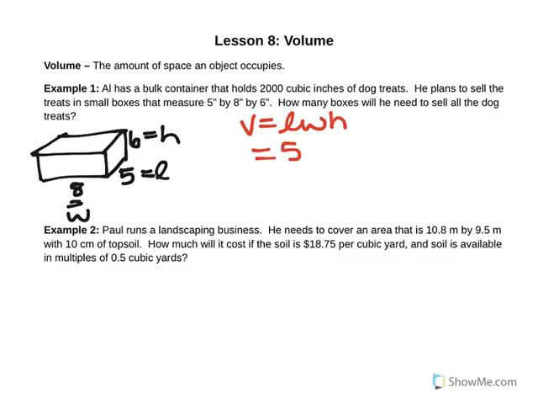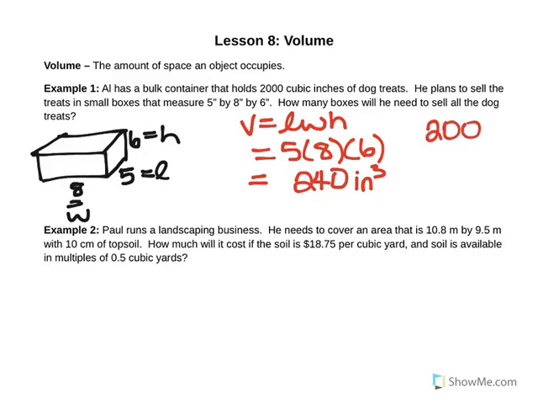So we have 5 times 8 times 6, which is 240 cubic inches of dog treats in one singular box. And he has 2,000 of them. So we're going to take 2,000 and divide it by 240. So we'd have roughly 8.3 boxes. So how many boxes will he need to sell all the dog treats? He'd sell 8 full boxes, and then the 9th one he'd have some leftovers.